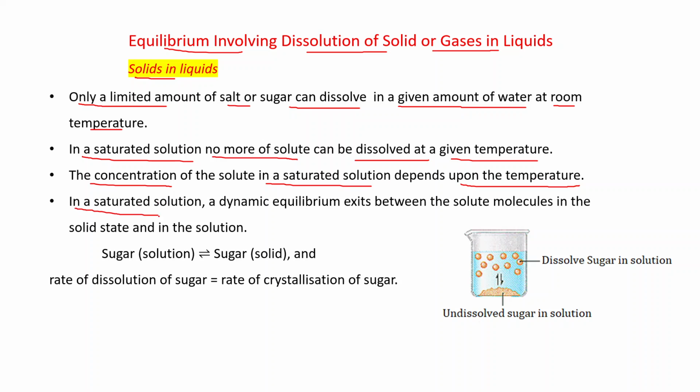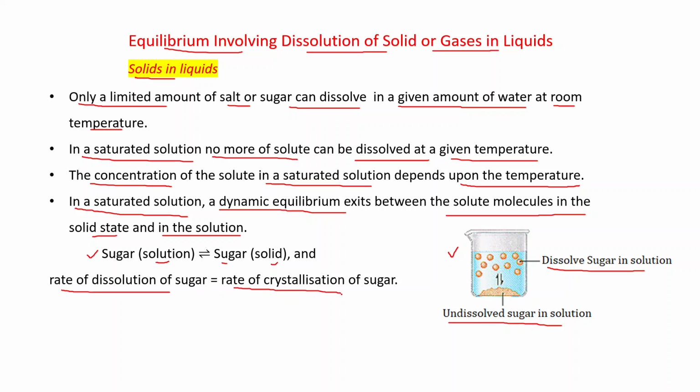In a saturated solution, a dynamic equilibrium exists between the solute molecules in the solid state and in the solution. If we take the example of sugar, see this diagram. If we prepare the saturated solution of sugar, then in this situation there is an equilibrium between undissolved sugar and dissolved sugar in solution. This can also be written like this: sugar in solution is in equilibrium with sugar in solid state in that solution. At this equilibrium, the rate of dissolution of sugar is equal to the rate of crystallization of sugar.